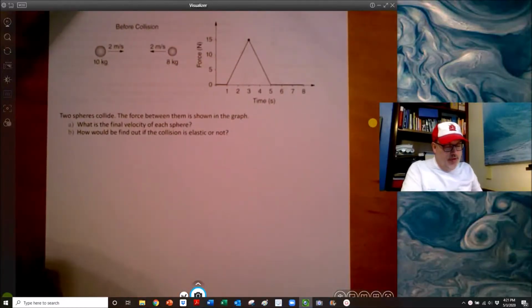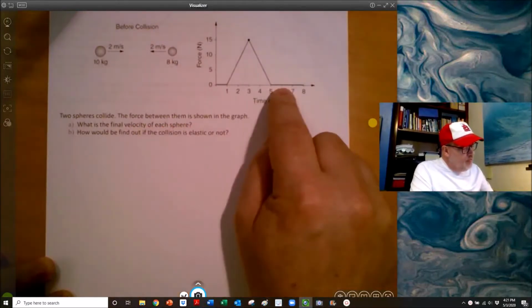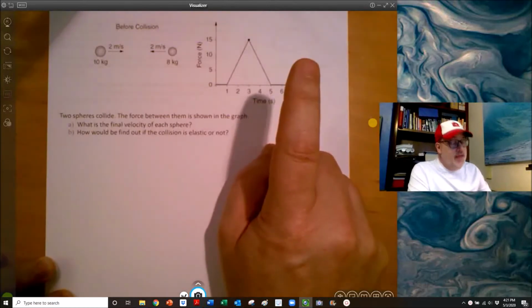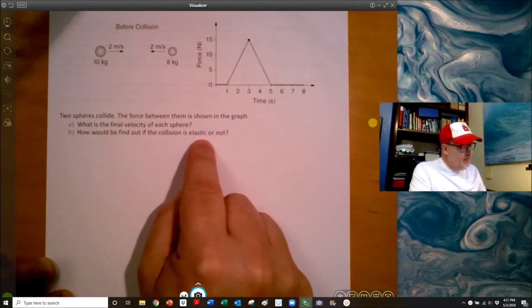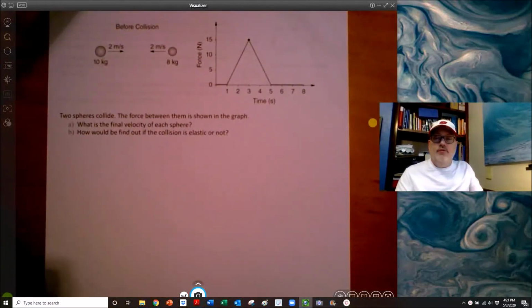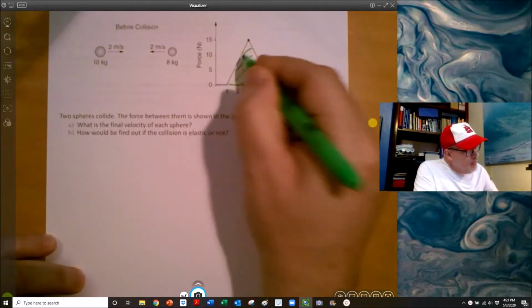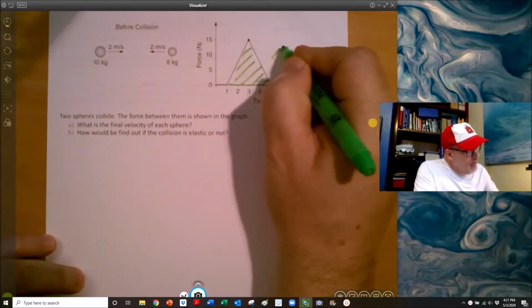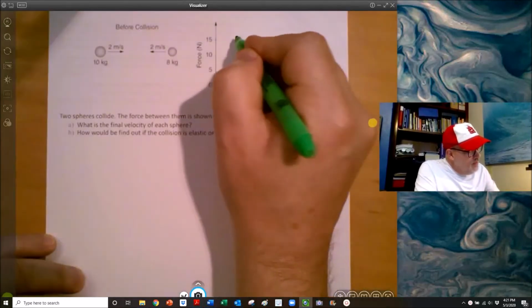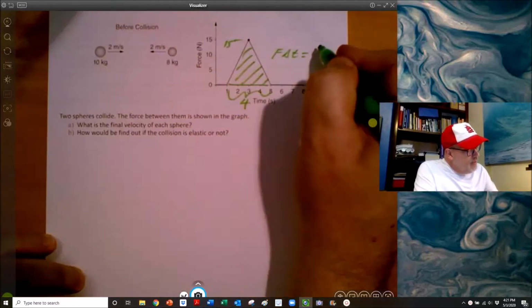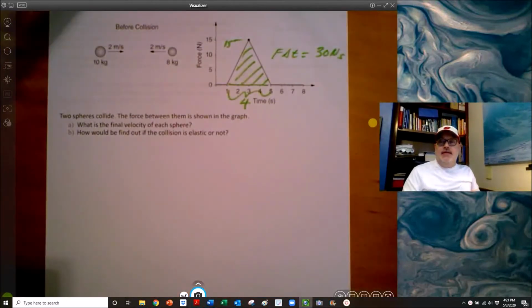Here's our first one. In this particular one, we have two spheres that collide. The force between them is shown in this graph. It's a force time graph, so this will be impulse. What is the final velocity of each sphere, and how would you find out if the collision is elastic or not? So first thing, we know that this area right here will be the impulse. So F delta T will equal, be careful, that's 4, that's 15, so that's 30 Newton seconds. So that may come in handy later.